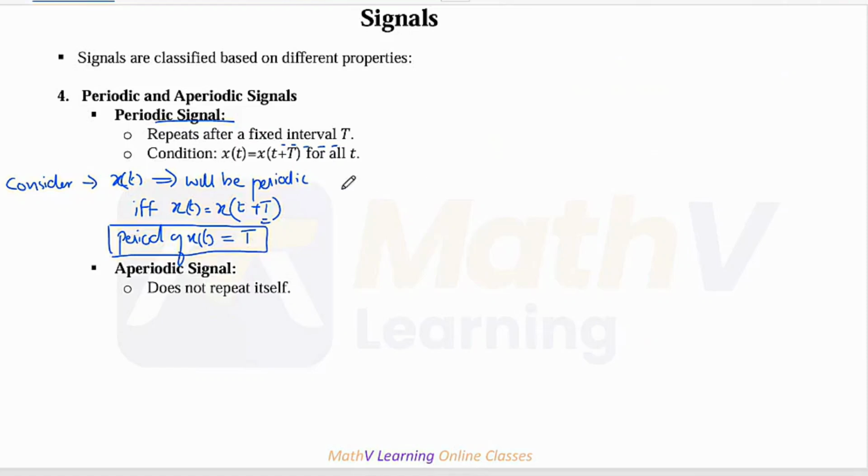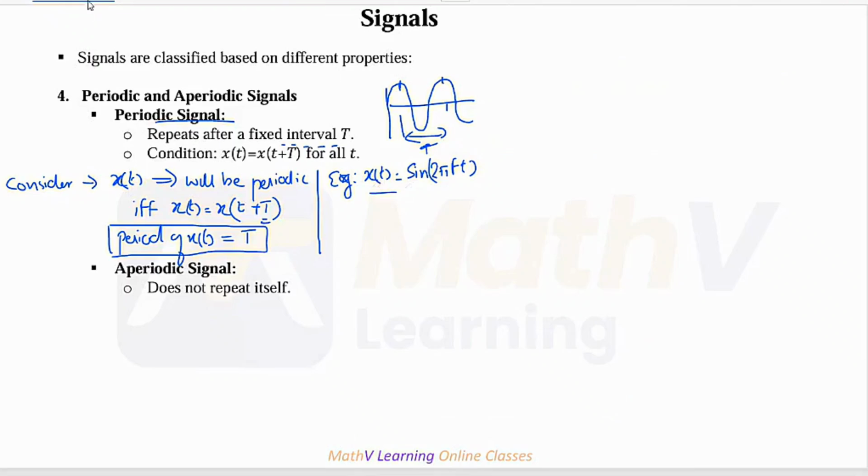So for example, say x of t equal to sine 2 pi f t. It is a sinusoidal signal. A sinusoidal signal will be like this, right? So definitely it repeats. This value again repeats after a time period T. So this signal is actually periodic.